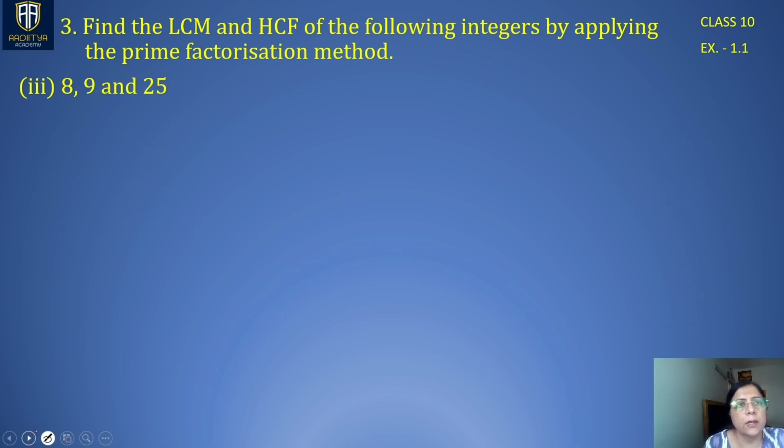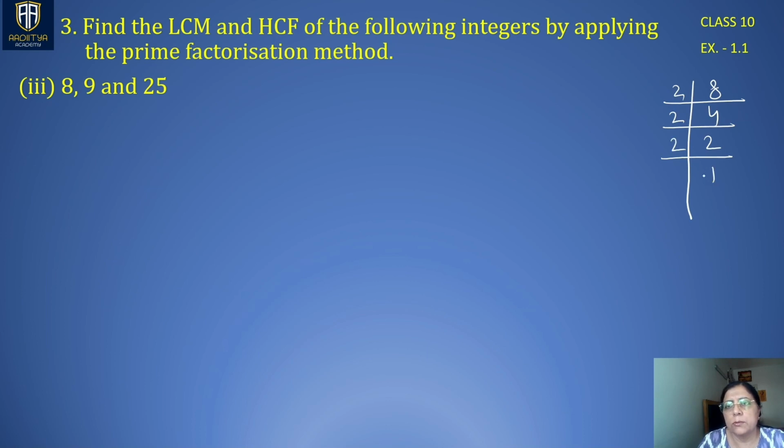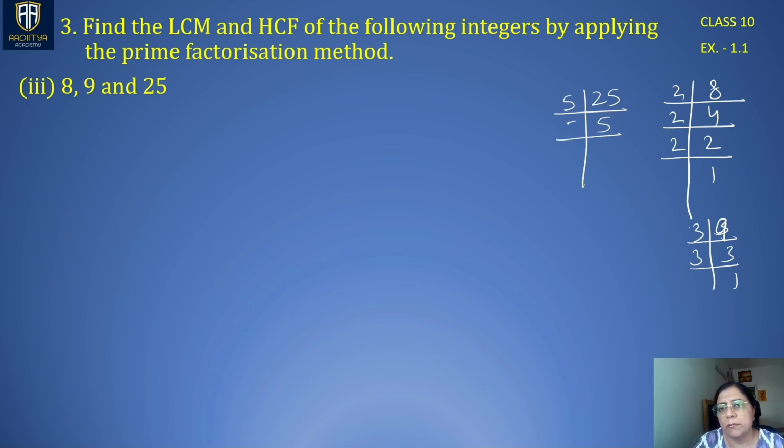Next we have three numbers: 8, 9, and 25. For this, we have to do the prime factorization. 8 is 2 times 4, 2 times 2, 2 times 1. About 9, we have 3 times 3 is 9, and this is 1. Next we have 25. 25 is the product of 5 and 5.